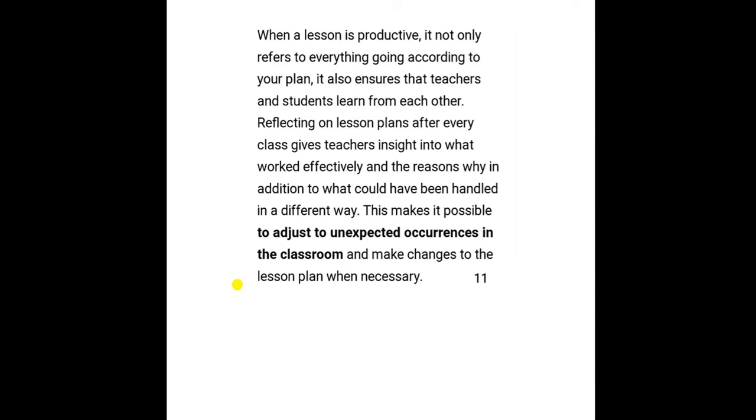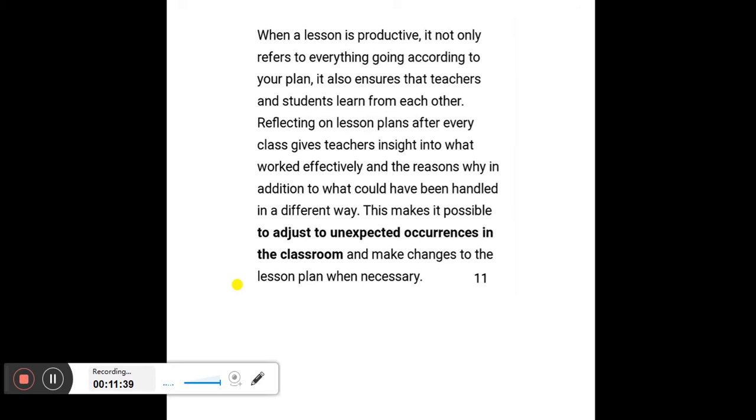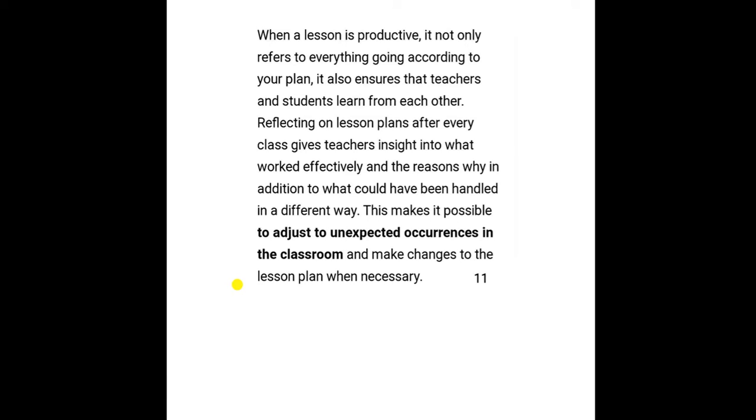Reflecting on the lesson plan after every class gives the teacher insight into what worked effectively and the reasons why, in addition to what could have been handled in a different way. This makes it possible to adjust to unexpected occurrences in the classroom and make changes to the lesson plan when necessary.